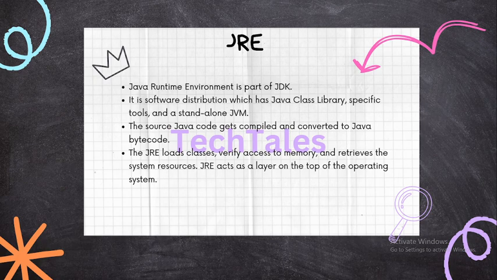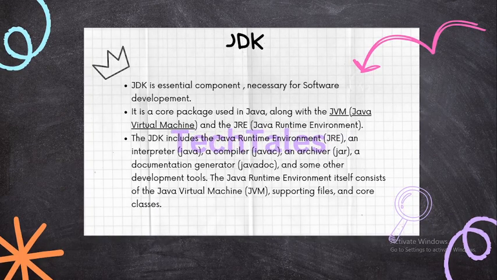So now we'll see what is JDK. Java Development Kit is an essential component which is used to develop software. It provides you tools by using which you can develop software, applets and components using the Java language. It is a code package used in Java along with JVM and JRE. So using JDK, you can write software, you can run it, and it will provide you all the files you need.